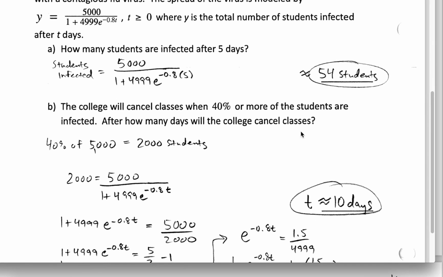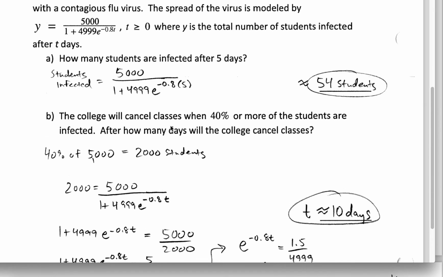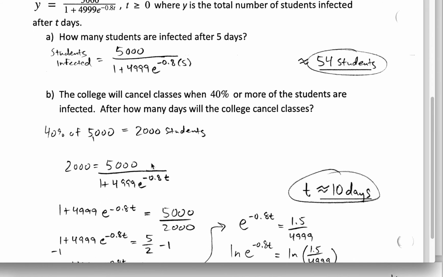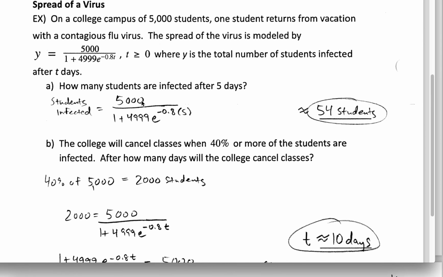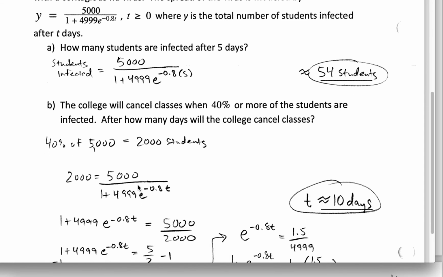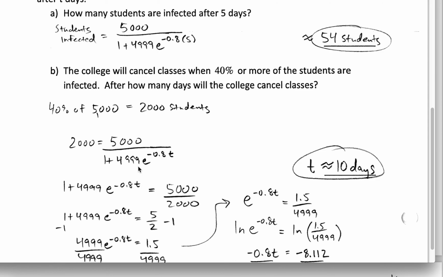A little bit more challenging problem. The college will cancel classes when 40% of the students are infected. So after how many days will the college cancel classes? So we're going to be solving for t, the number of days. And we need to know how many students 40% are. Well, in the school we had 5,000 students, so 40% of 5,000 is 2,000 students. So when 2,000 students are infected, the school closes. So let's figure out the time in which it takes to infect 2,000 people.